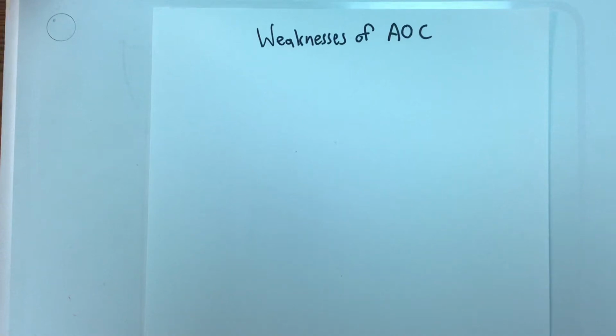All right, this is our first set of video notes for this school year. We are going to be talking about the Articles of Confederation, primarily focusing on the weaknesses of them. So we're going to abbreviate Articles of Confederation with AOC.